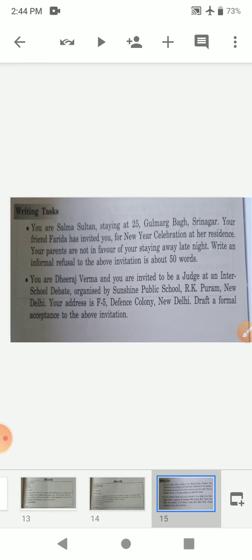So then there are these tasks. You are Salma Sultan, staying at 25 Gulmarg Bagh, Srinagar. Your friend Farida has invited you for New Year celebration. So the occasion is New Year celebration. Your parents are not in favor of you staying away late night, right? And informal. So you are being invited for this New Year celebration. Farida has invited you, but now you are not supposed to go there because your parents are not allowing you to go there. So you have to write the reason of this refusal.